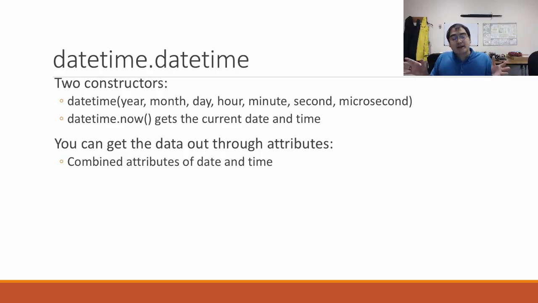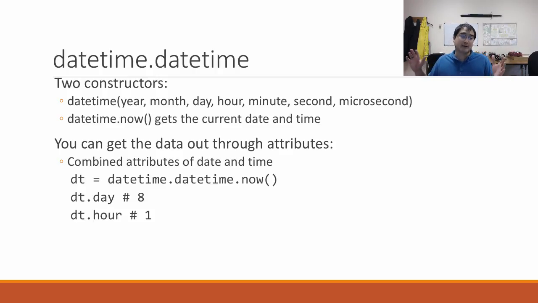And you basically get all of the attributes that were in date and all of the attributes that were in time in one thing. So I can make a date time that specifies the moment right now, and I can ask for what is the day of the month. It is the 8th day of the month. What is the hour? It is the 1st hour.